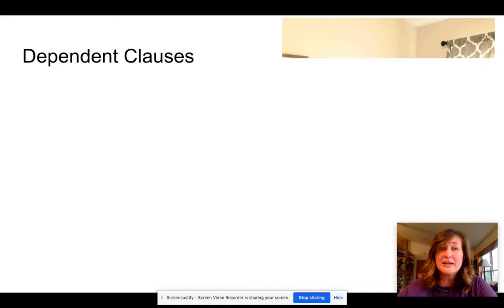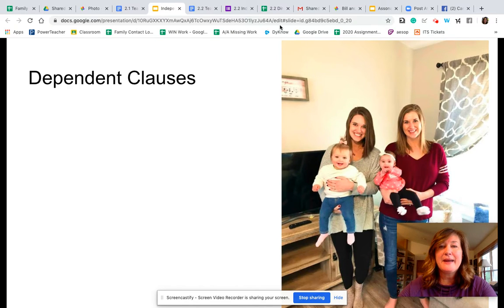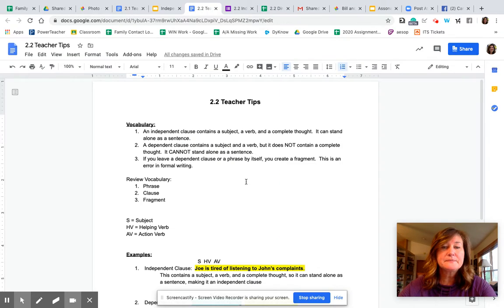Guess what? My independent clauses have now created little dependent clauses. We have two little granddaughters there. And so now they're dependent. Again, they must be with the independent clause. So the moms are the independent clauses and they take care of the dependent clauses. So maybe that'll help you remember dependent and independent.